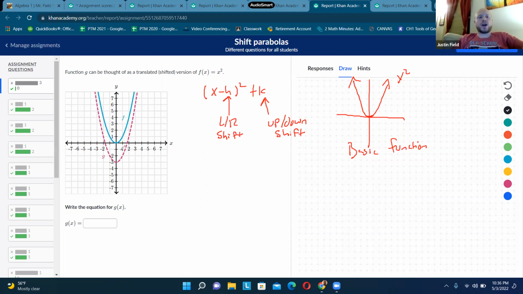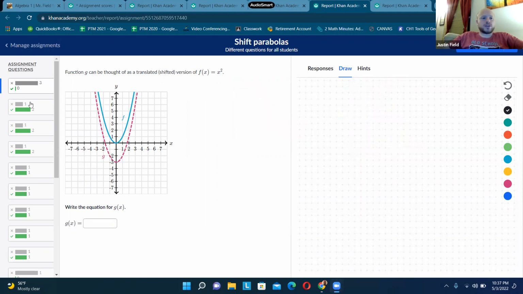So what you've got to ask yourself is, starting at F and moving to G, did it go up or down? Hopefully, look at the vertex, right? Because we're talking about vertex form here. And so it is only going down 1, 2, 3. So that would mean that g of x is the function x squared, no parentheses because we're not moving left to right, minus 3. And that's it.